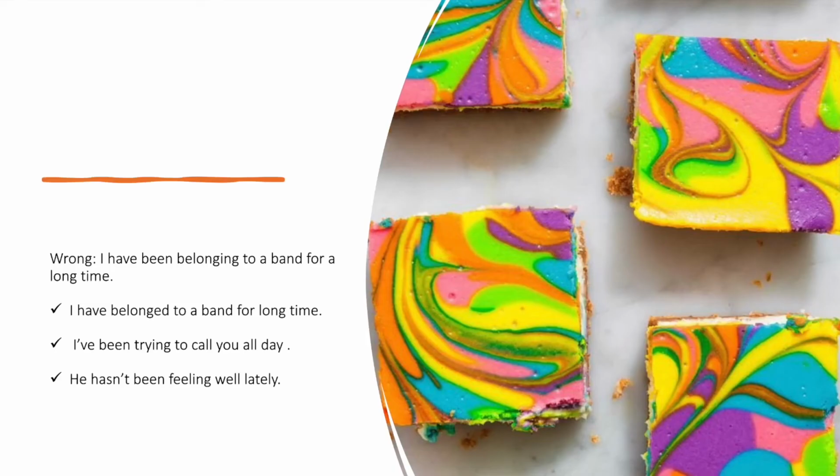Remember, we generally don't use the present perfect continuous to talk about states. We wouldn't say, I have been belonging to a band for a long time. You can say, I have belonged to a band for a long time. Some of the examples are, I've been trying to call you all day. Or, he hasn't been feeling very well lately.